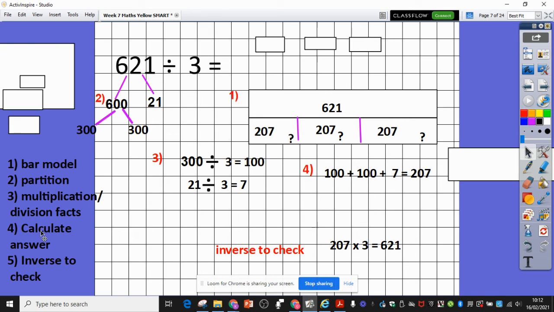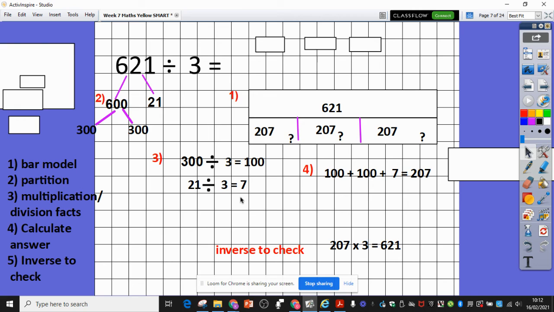So that's stage 4. So now what I'm going to do is just do the inverse to check my answer. And that's what I suggest you do as well. So you've got 207 multiplied by 3 equals 621. So by doing that inverse, I know that this calculation is correct.